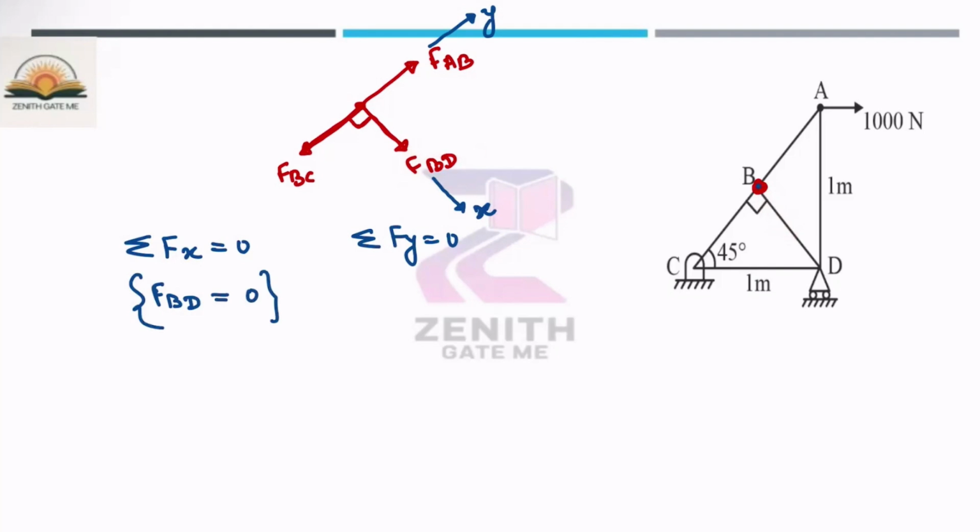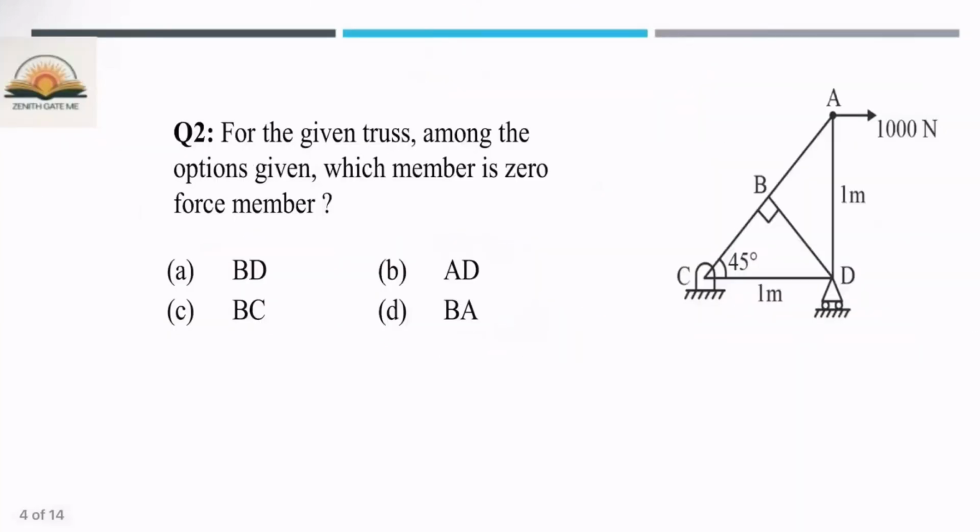If you see this point B, the summation of force in the y direction equal to 0 means force BC is equal to force AB. That means at this point, this force is balanced by this force, and there is no force which is balancing force BD. That means the force in the BD member will be 0. So you have to identify which option is correct for the zero force member. The correct answer will be option A.